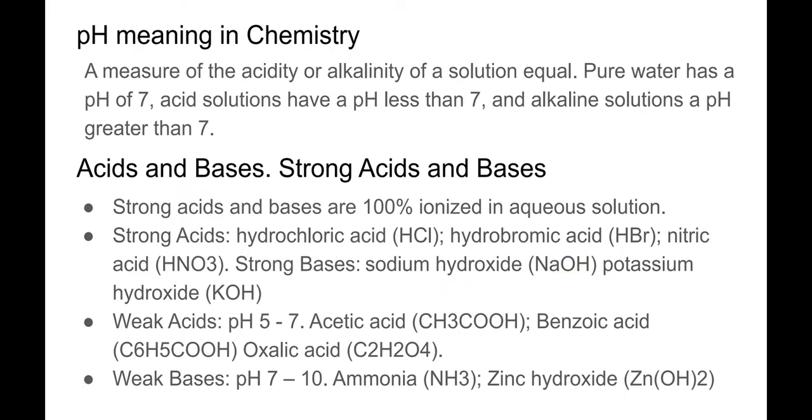In science, people agreed to use the so-called pH to measure acidity and alkalinity of a solution. For pure water, people just agreed to make its pH 7. Acid solutions have pH less than 7, and alkaline solutions have pH more than 7. Then there is a separation between strong acids and bases and weak ones. Strong acids and bases are 100% ionized in aqueous solution.